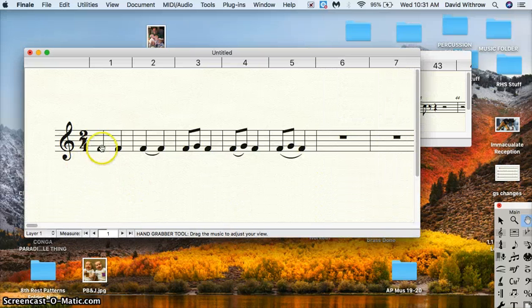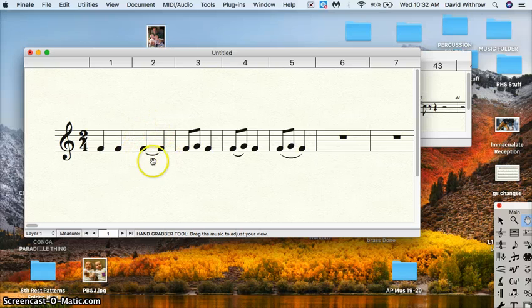So, in review, we can have notes that don't have any articulations on them. You just want a normal attack. Make sure you're doing your tonguing if you're a wind player. If you're a violinist or any other string player, you're going to do your bow attacks, up and down strokes.